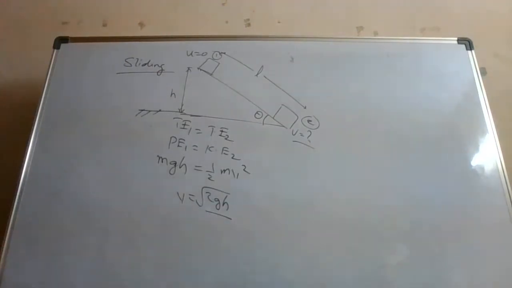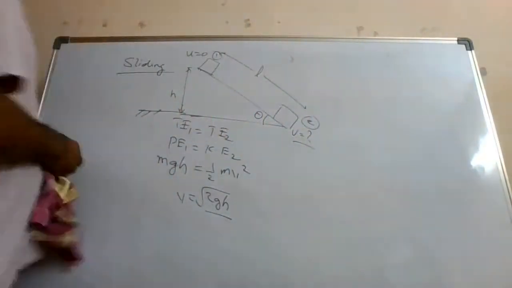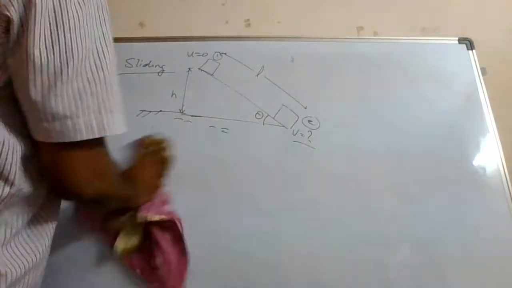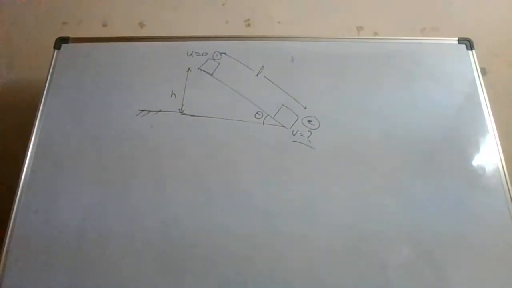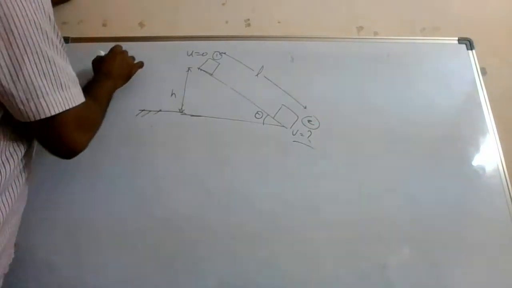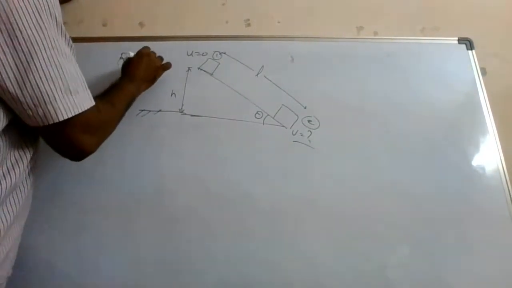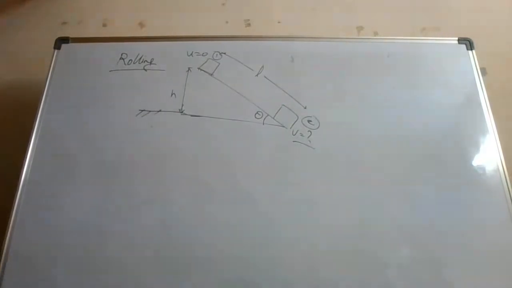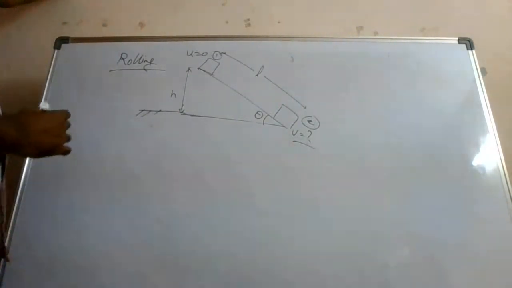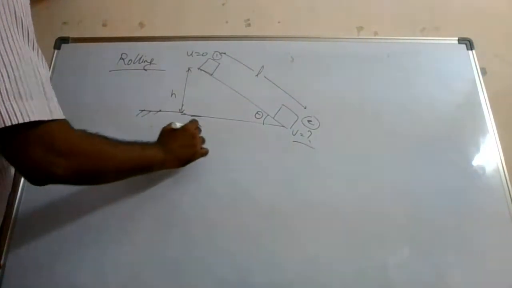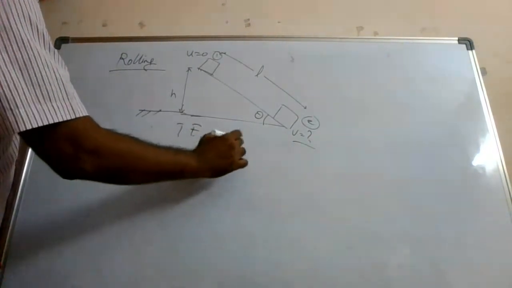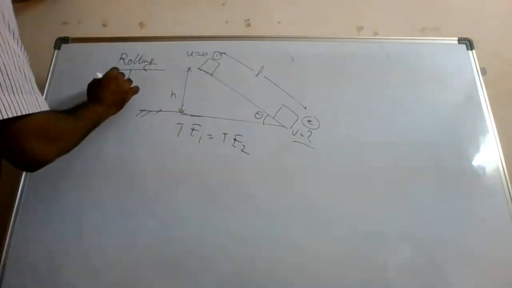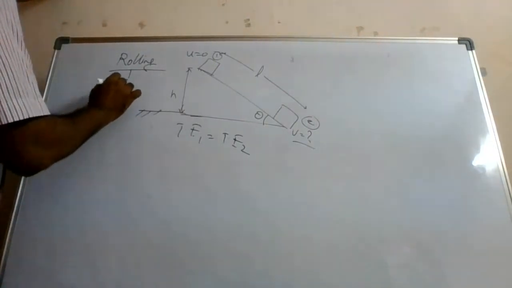Now suppose this is a case of rolling, how will it change? I will put here rolling. Can I apply the law of conservation of energy? I can apply the law of conservation of energy. So here also it will be TE1 is equal to TE2. But what is rolling? Rolling is basically translation plus rotation.